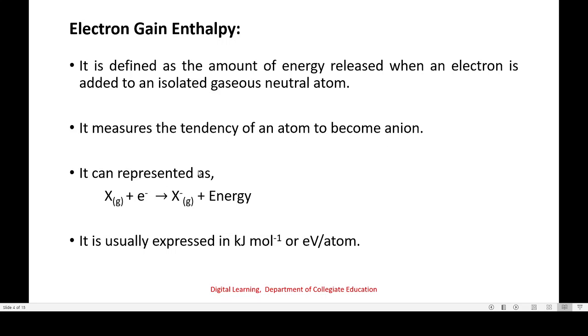Like we have represented the ionization enthalpy, the electron gain enthalpy can also be represented by the following equation. A neutral gaseous atom, to which we are adding an electron, and the amount of energy involved during the process we call the electron gain enthalpy, and it is usually expressed in kilojoules per mole or electron volts per atom.